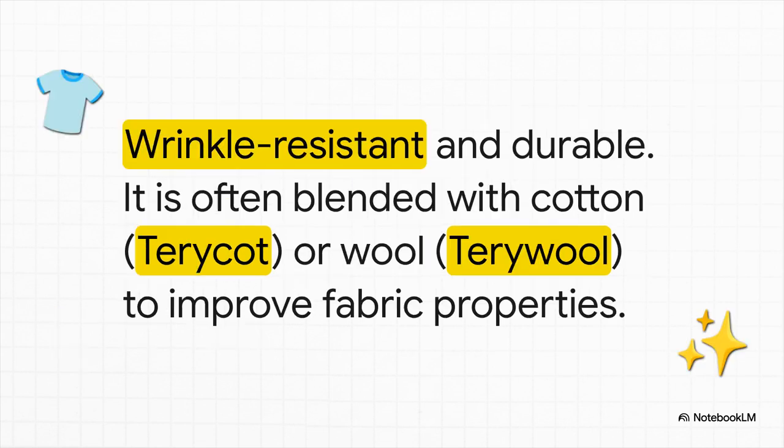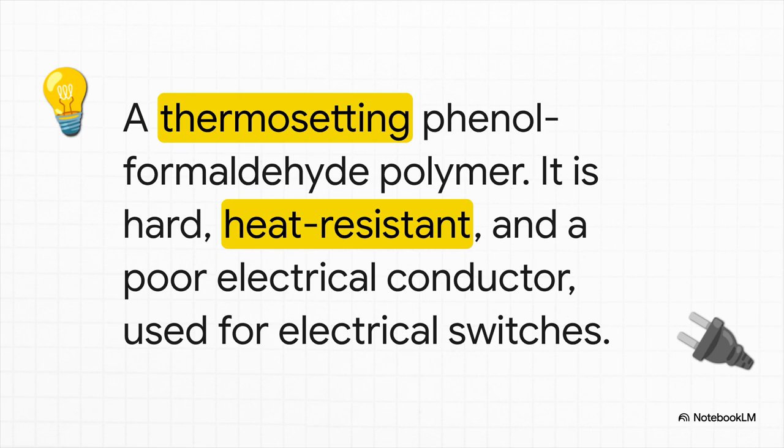Now for polyesters, like terylene, which is also known as Dacron. Its biggest claim to fame is that it's wrinkle-resistant and really durable. That's why you'll often see it blended with other fibers to get the best of both worlds. When it's mixed with cotton, it's called terracotton, and with wool, it's terrywool. Check your clothing labels.